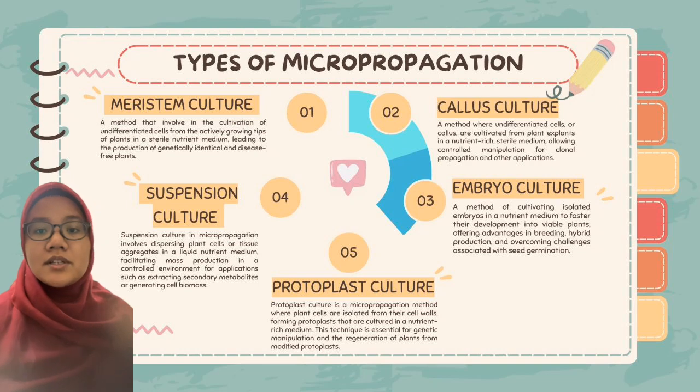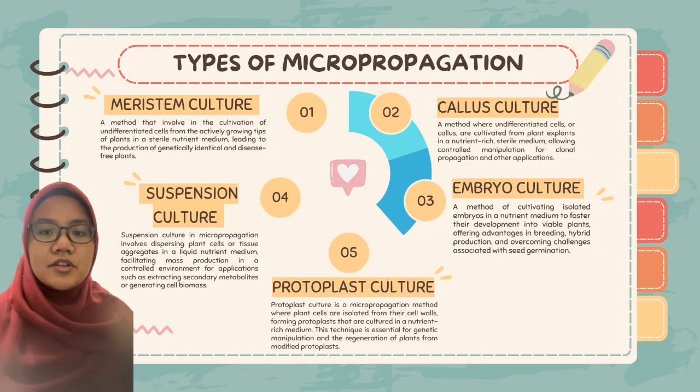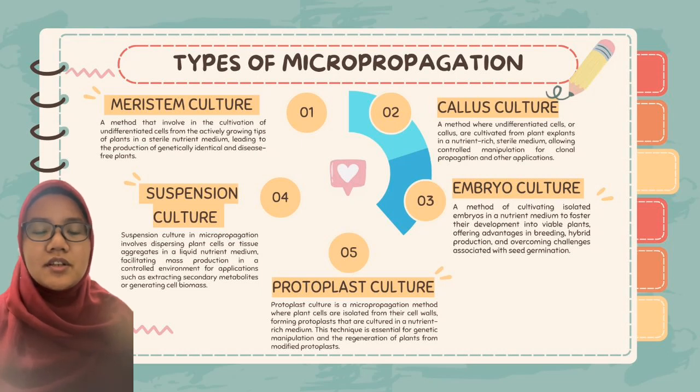Next, callus culture. This is a method where undifferentiated cells or calluses are cultivated from plant explants in a nutrient-rich, sterile medium, allowing controlled manipulation for clonal propagation and other applications. The third one is embryo culture. Embryo culture is a method of cultivating isolated embryos in a nutrient medium to foster their development into viable plants, offering advantages in breeding, hybrid production, and overcoming challenges associated with seed germination.